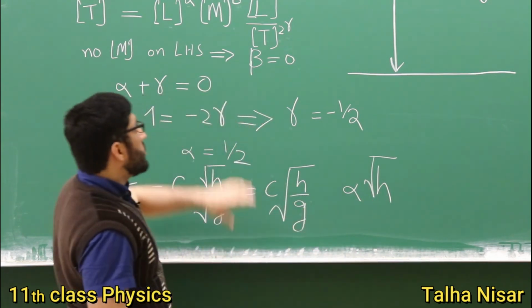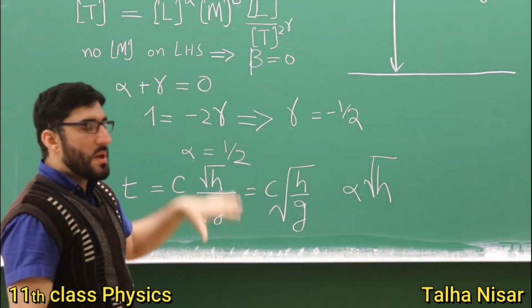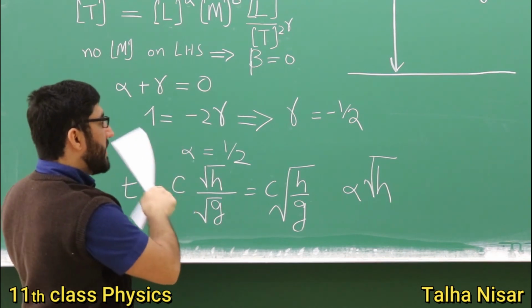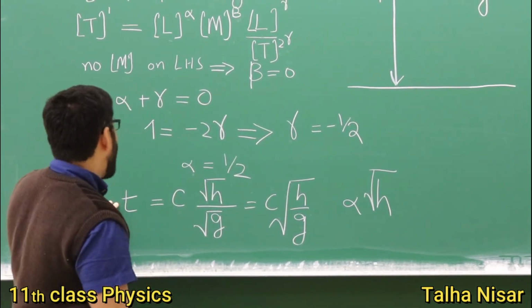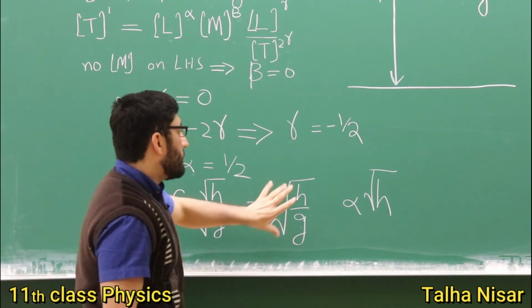So right now, using the knowledge of the dimensions, that the left hand side must be equal to the right hand side, we just found out how long it will take, so we have now the formula for that.